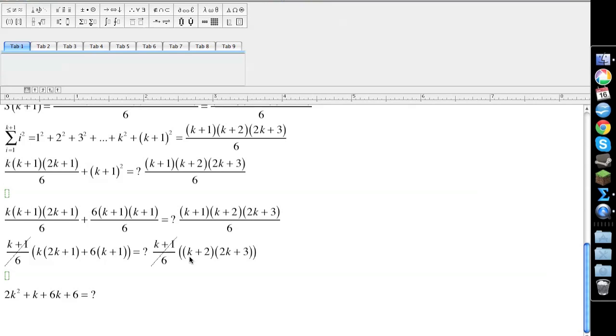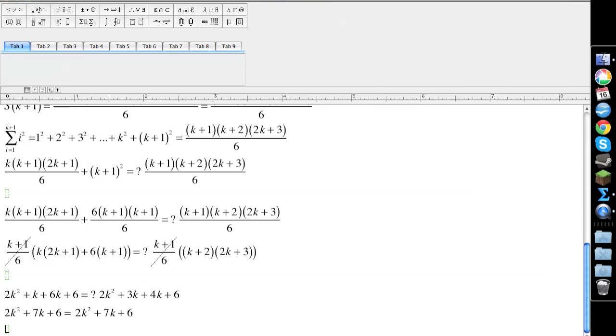Which is supposed to be equal to, and then I multiply these parentheses together, then I get 2k squared plus 3k plus 2 times 2k is 4k plus 2 times 3, which is 6. And then we see that these two are looking very similar. So k plus 6k is 7k, and 3k plus 4k is 7k. So no question mark needed, these two are equal.